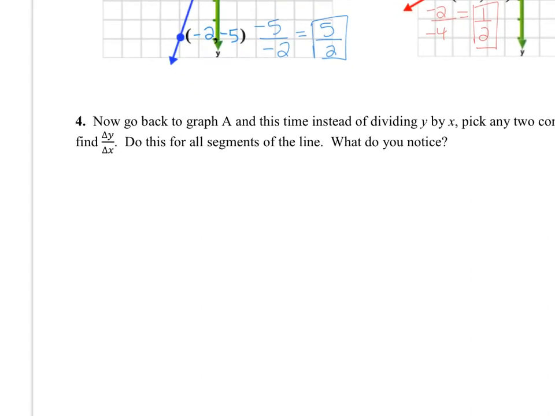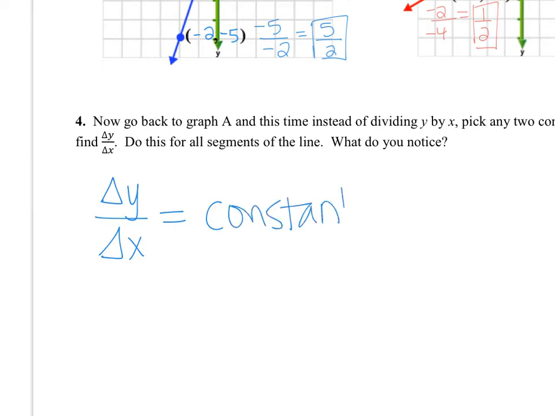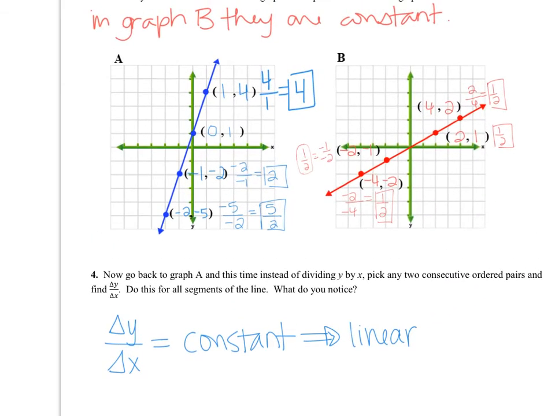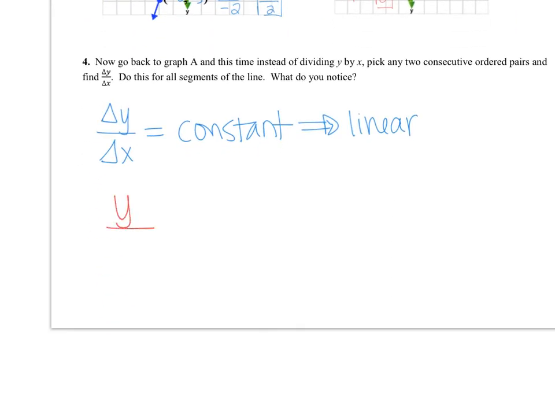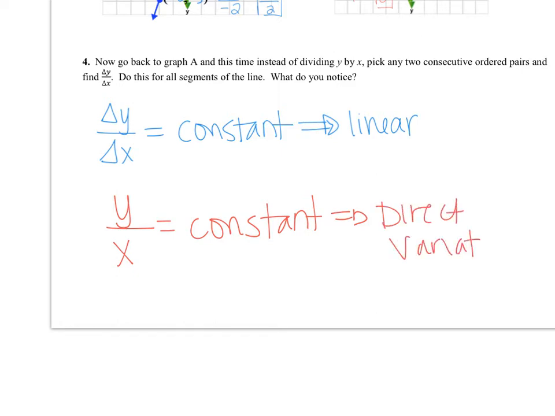So this time, it's not y divided by x that's constant, but delta y divided by delta x, or change in y over change in x is constant. So anytime change in y over change in x is constant, what that's telling you is that you have an equation that is linear. And if you look at the blue equation, obviously it's linear, it forms a line. When you take the delta part out of it and you just divide y by x, and that's constant, it is linear, still forming a line, but it's a special kind of line, and it's direct variation.